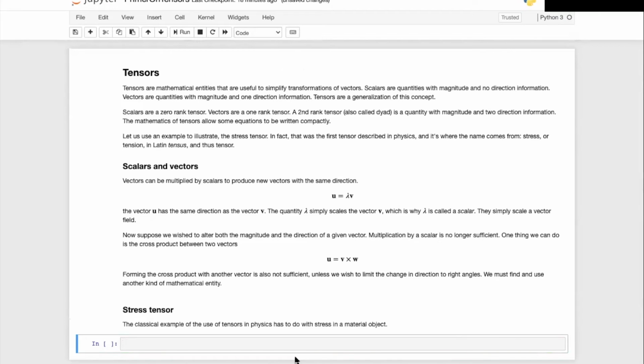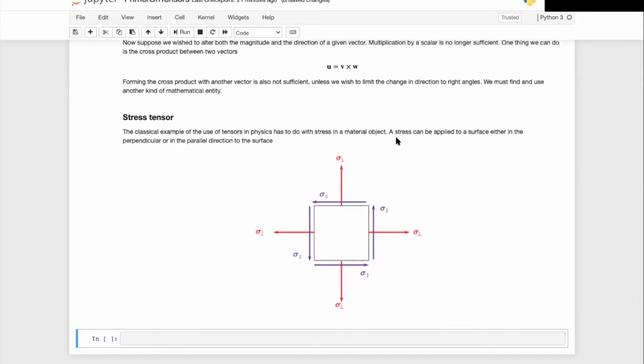And here comes the stress tensor as an example. The stress tensor is a classical example of the use of tensors in physics. It has to do with the stress on a material object. The stress can be applied to a surface either in the perpendicular direction, these are the red arrows, or in the parallel direction to the surface, these are the purple arrows.